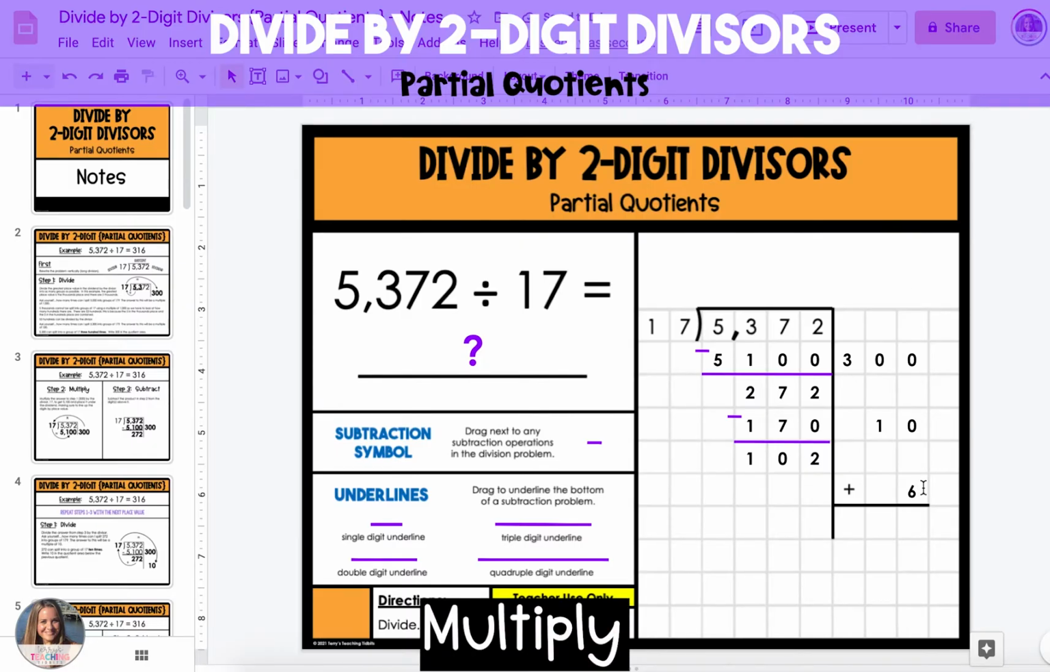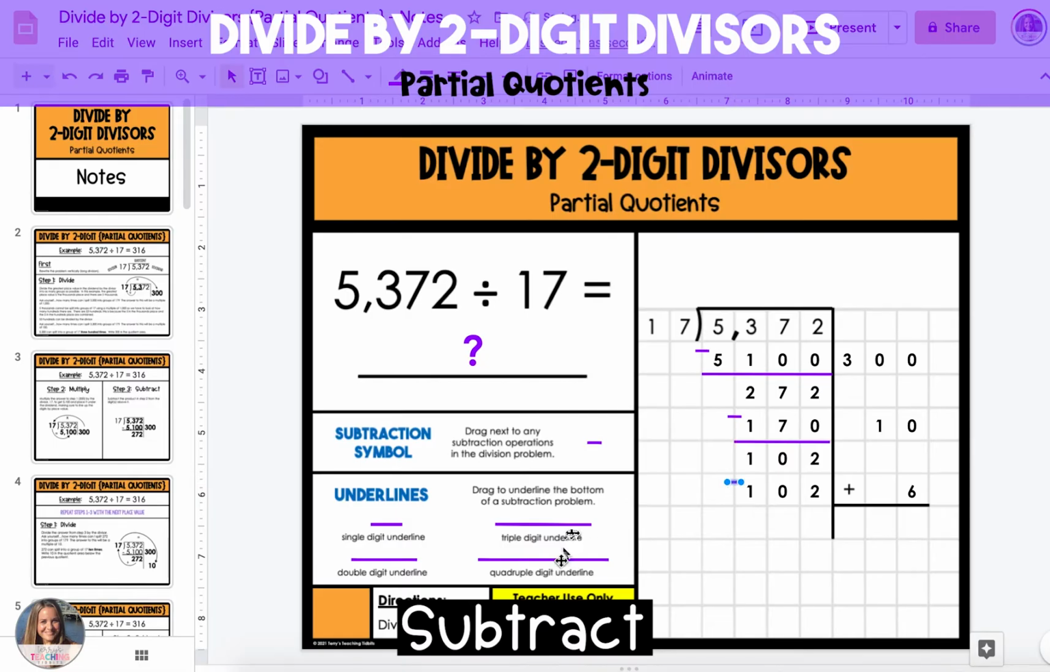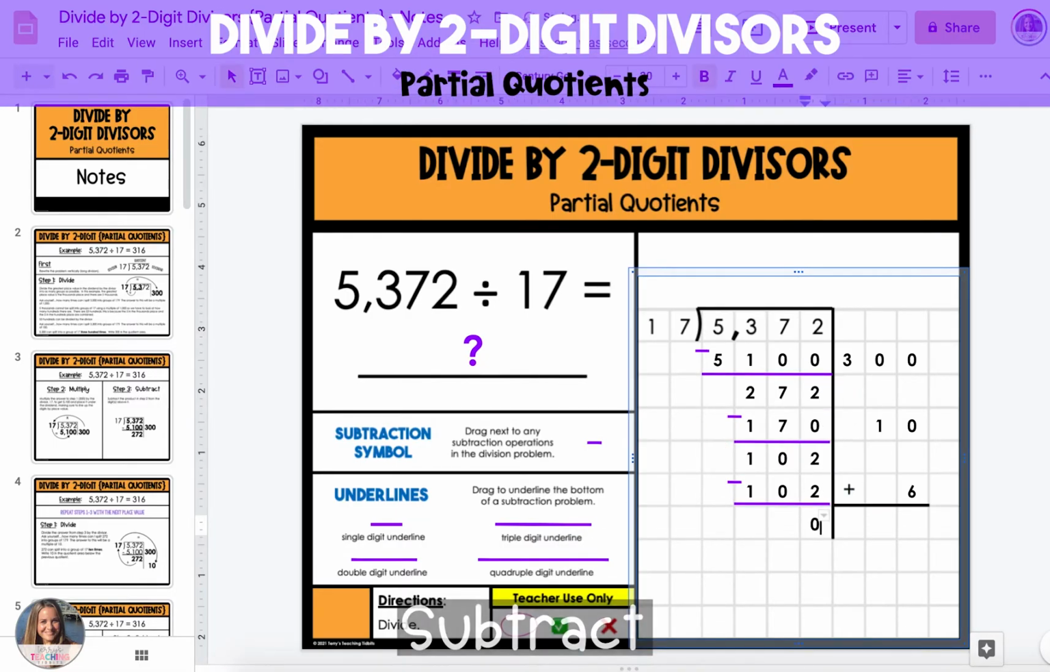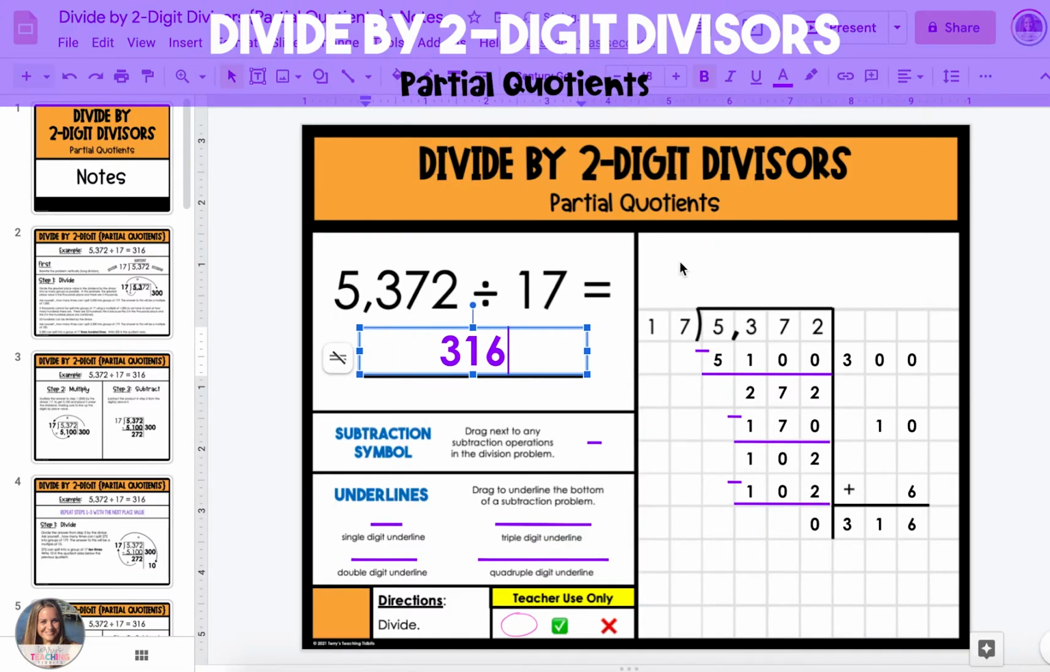Now multiply 6 times the divisor 17 to get 102, and subtract 102 minus 102 equals 0. There is nothing left to divide, so add the partial quotients to get a final answer of 316.